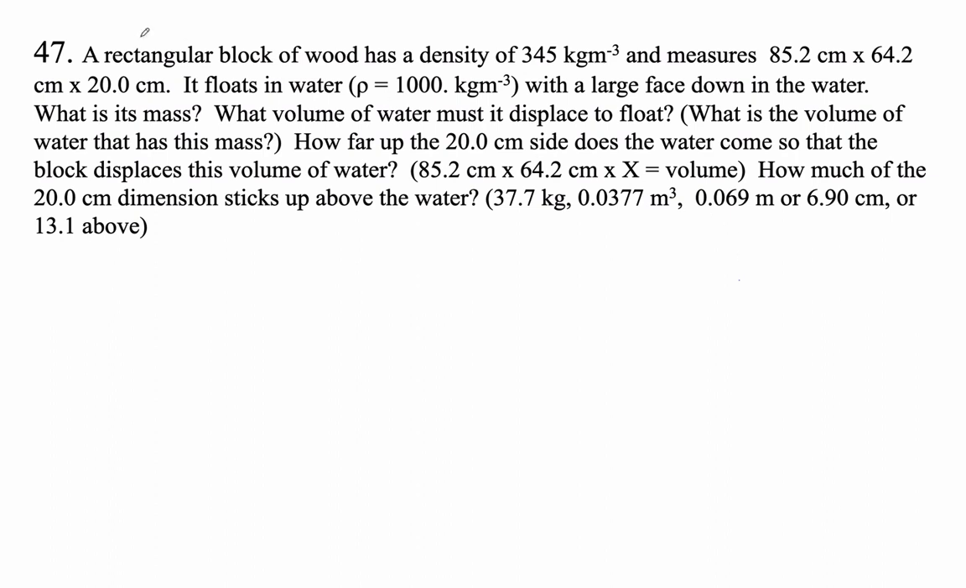All right, a rectangular block of wood has a density of 345 kilograms per cubic meter and measures 85.2 centimeters by 64.2 centimeters by 20 centimeters, right? It floats in water with a large face down. That would be the face that measures this, right? So this would be the height of it, okay? What's its mass? What volume of water must it displace to float?